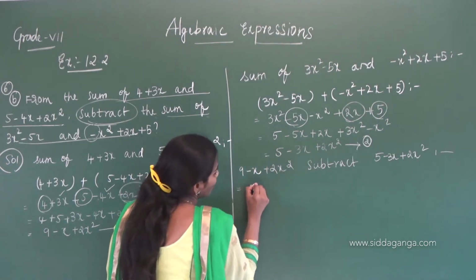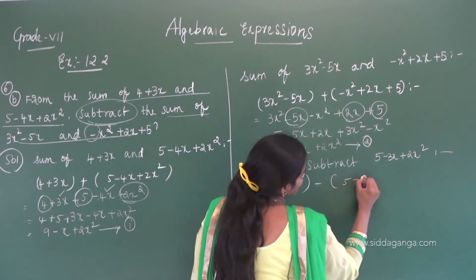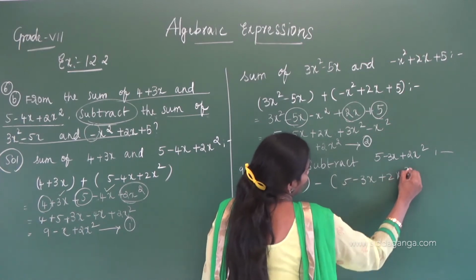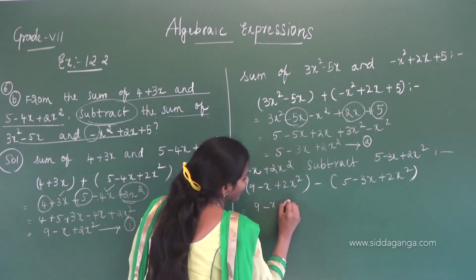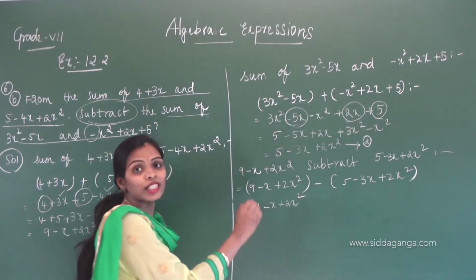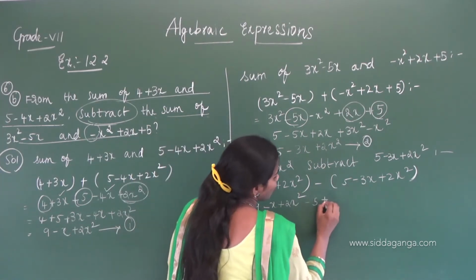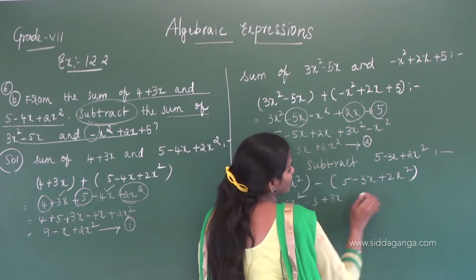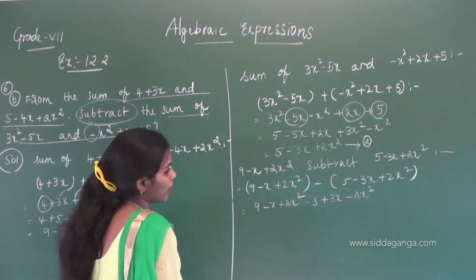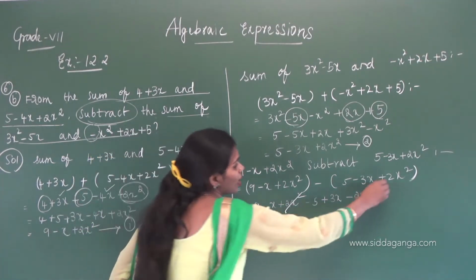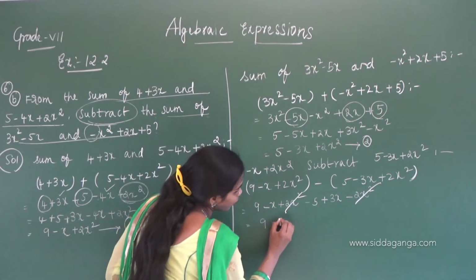That's why we have to write first expression minus second expression. I am writing it like that. So 9 minus x plus 2x square, minus 5, minus into minus plus 3x, minus into plus minus 2x square. 2x square minus 2x square cancels, and the rest I am leaving as it is.